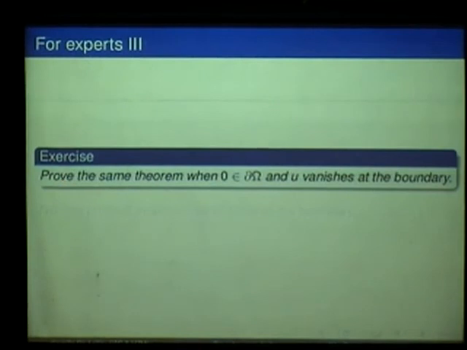Assume that your point 0 is at the boundary of omega, and assume that u vanishes at the boundary of omega. Now, omega, of course, does not have to be a bounded set, otherwise the harmonic function is identically equal to 0. So think about an infinite set, and it has a certain boundary, and the function vanishes at the boundary. Can you prove the same unique continuation theorem?